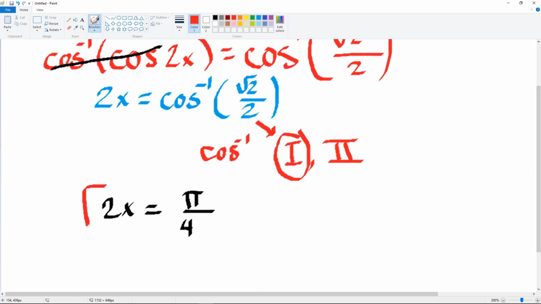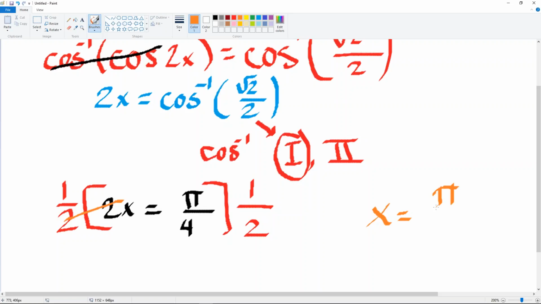I have to multiply by 1/2 on both sides so I can get rid of that 2. So these 2's cancel, leaving me with x is equal to pi over what? 8. Right.